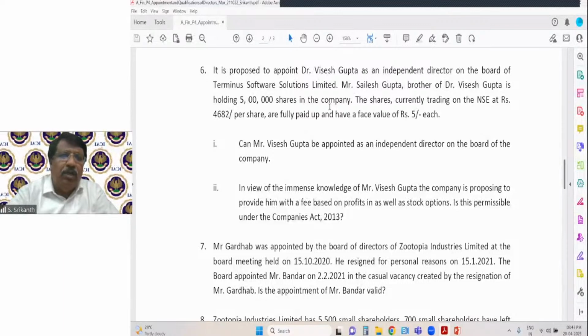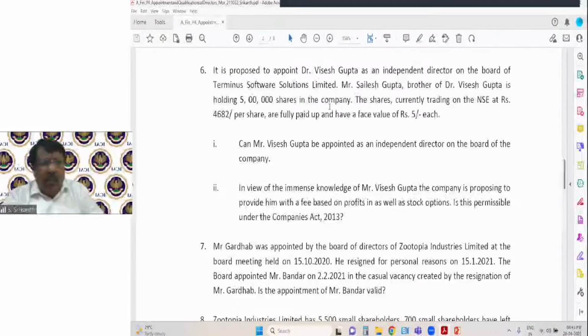So the company is proposing to provide him with fee based on profits as well as stock options. Is this permissible? See, fee based on profits, subject to section 197, allowed. Fee based on profits allowed as per the Companies Act. Okay. But stock options, no, not allowed. Not allowed.